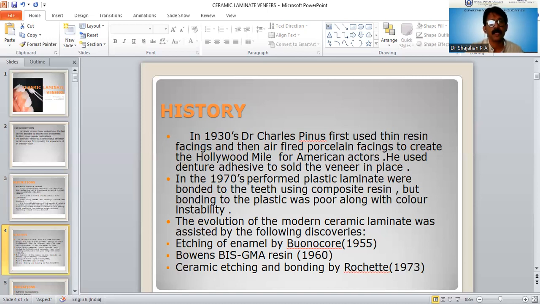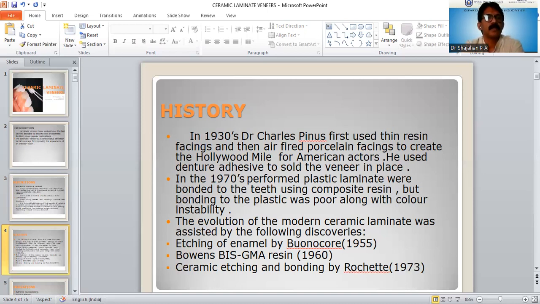But in irreversible hydrocolloid, the gelation happens by chemical reaction. So once it has undergone the chemical reaction and forms a gel, as in alginate, you cannot reverse it, you cannot reuse it. So that is the difference between alginate and agar.